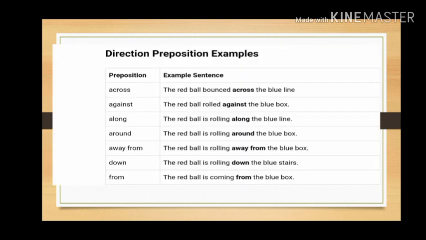Here are some direction preposition examples. The red ball bounced across the blue line. The red ball rolled against the blue box. The red ball is rolling along the blue line. The red ball is rolling around the blue box.